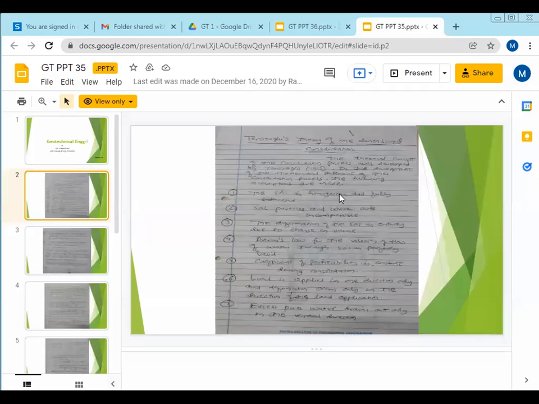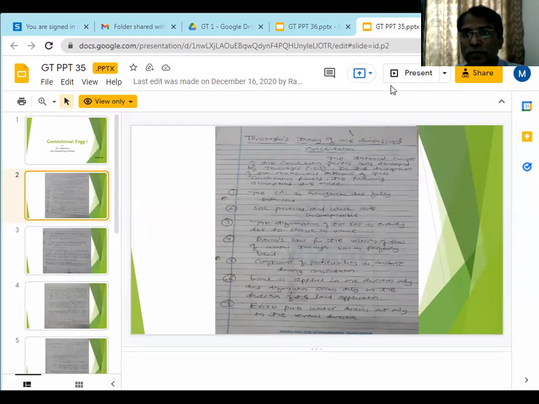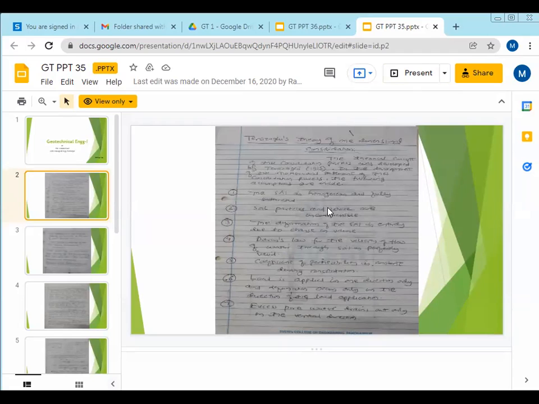This chapter is consolidation, and here we have done almost all the theory parts. The main derivation we did in the last class is Terzaghi's theory of one-dimensional consolidation. In the beginning, I told you what assumptions you have to make.